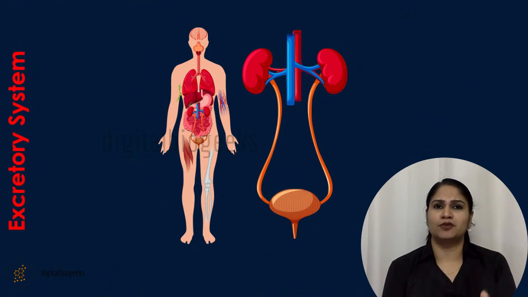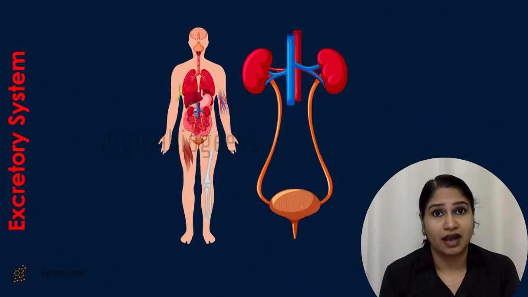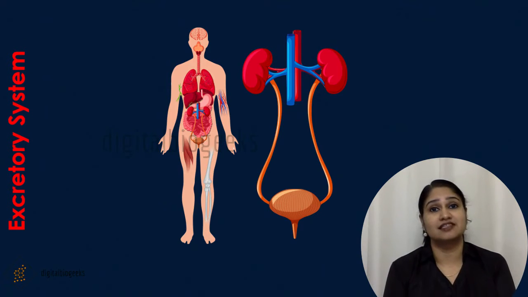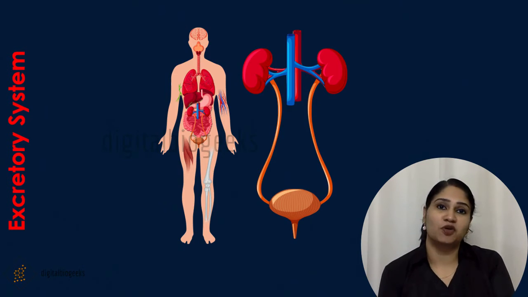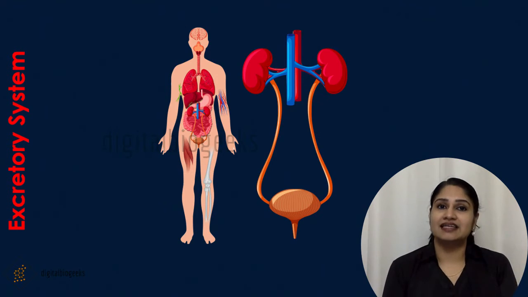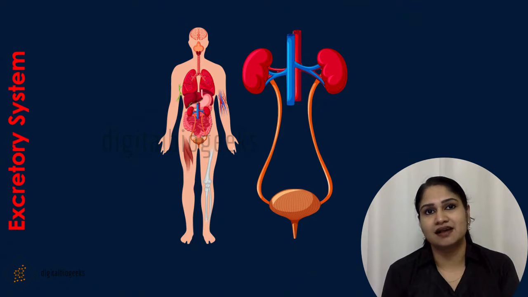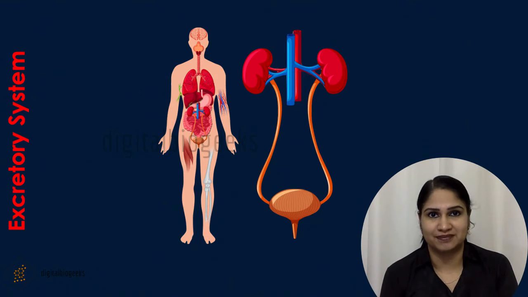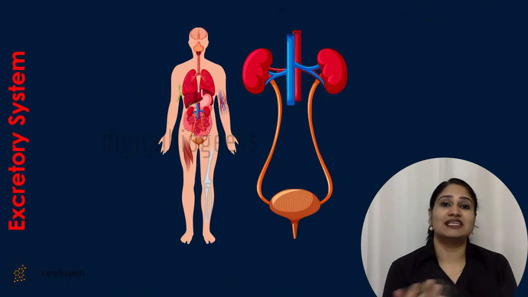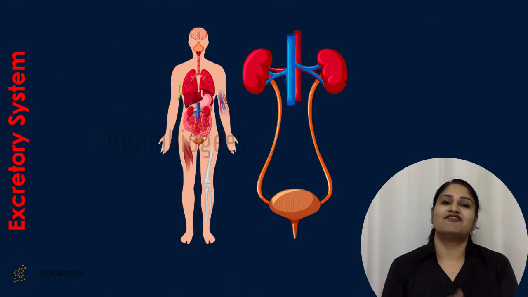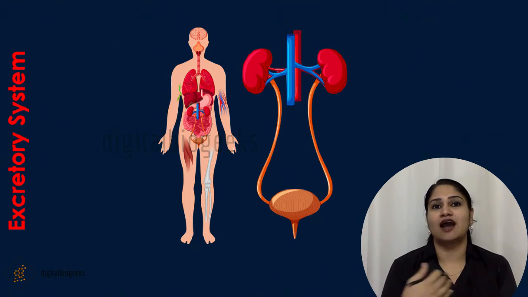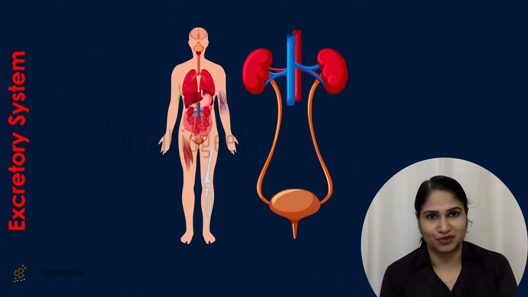A harmful, toxic product called ammonia is produced as a result of protein digestion. This ammonia is transported to the liver, and there it is transformed into a less harmful product called urea. The liver then releases this urea into the bloodstream, and through the bloodstream it reaches the kidneys. Kidneys filter this urea and expel it from our body through urine.